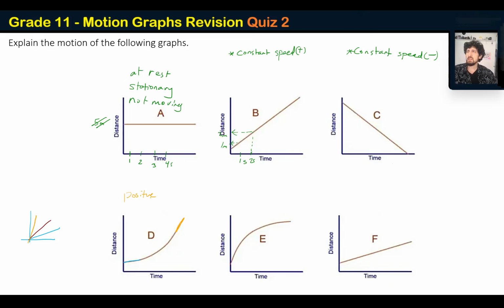And we don't actually have to say positive because it's speeding up. So we just say speeding up or accelerating. And it's non-uniform. Non-uniform means it's not like this. That's uniform. Constant is also known as uniform. Okay, which means it's all the same. And that's also uniform.